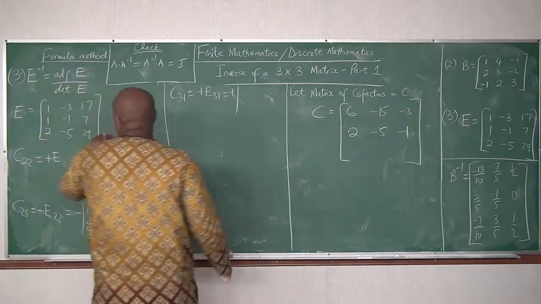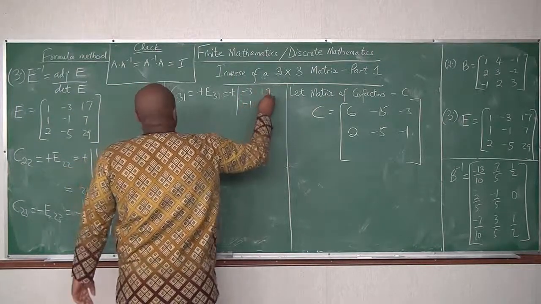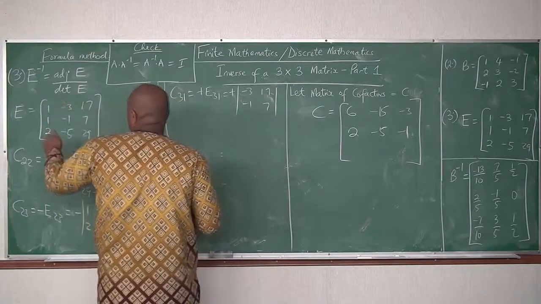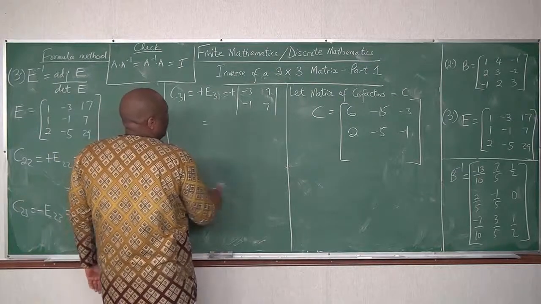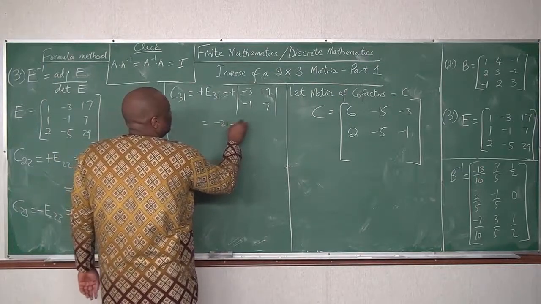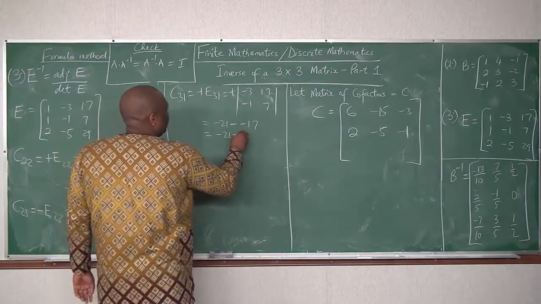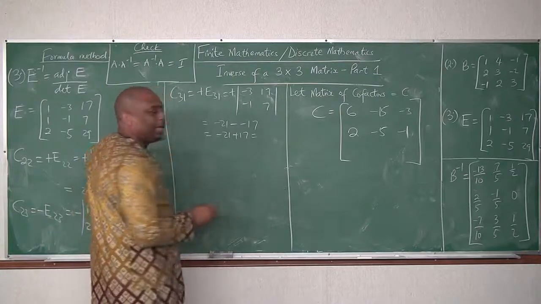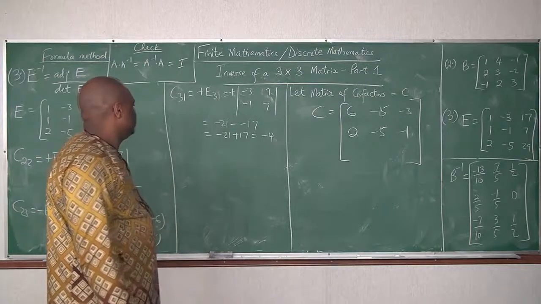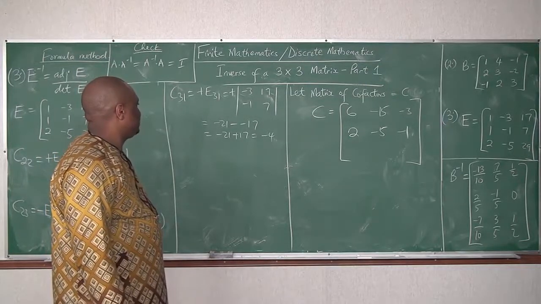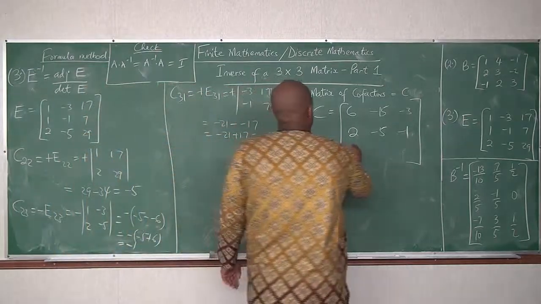And negative 3, negative 1, 17, 7. So which is negative 21 minus, minus 17, right? Which is minus 21 plus 17, which is 4, negative 4. Negative 21 plus 17, which is negative 4.